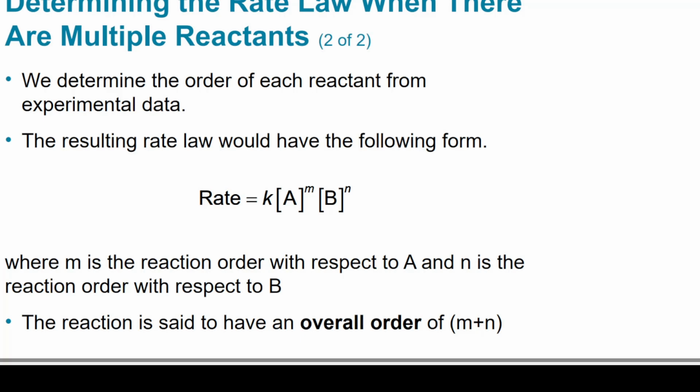So what we do is we take the data where we would double A and observe the rate, double B and observe the rate, and we would get the exponent from that. And we're also going to see an equation that we can use to determine those exponents, if it's difficult to determine that by simply looking at the data and making a qualitative observation. So let's say that our m is 1 and our n is 2, then our rate equation would be first order with respect to A, second order with respect to B, and third order overall.